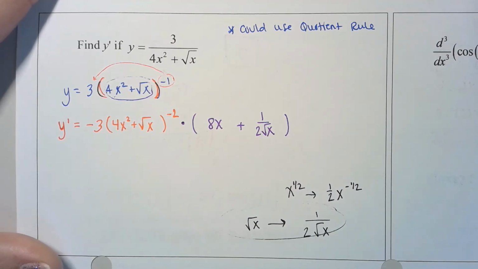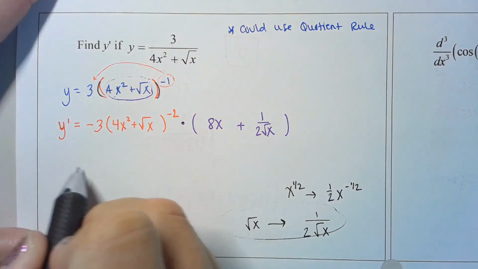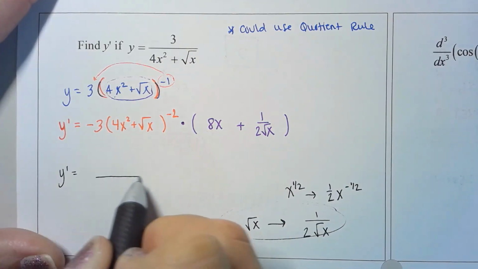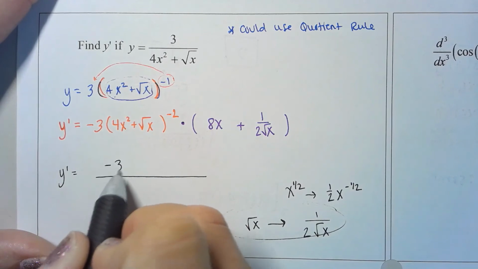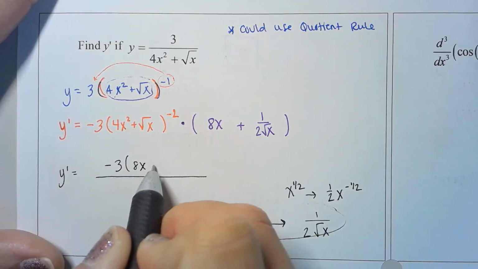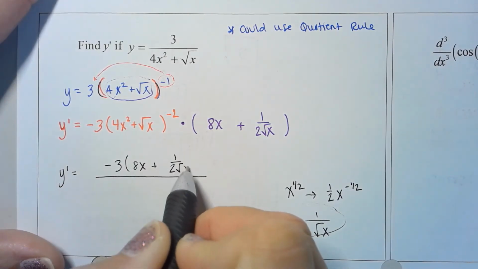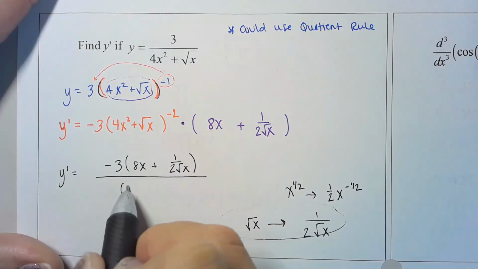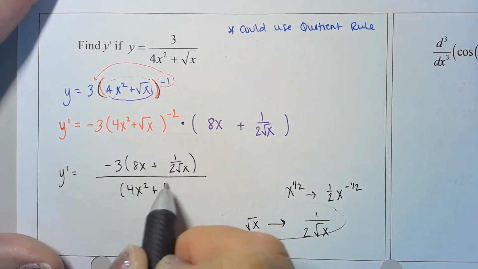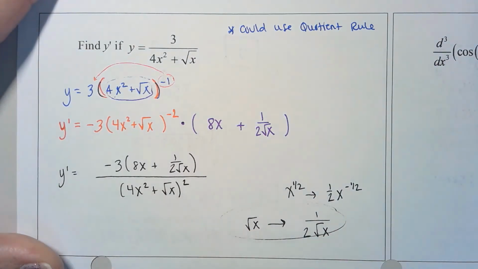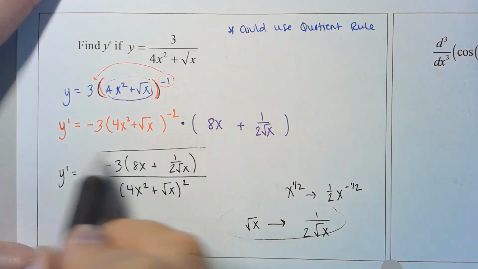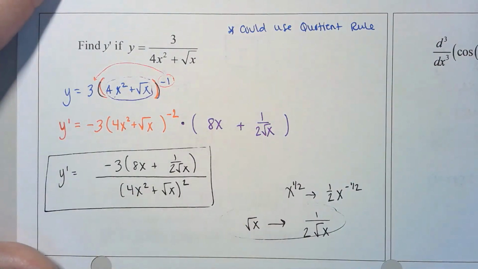In terms of cleaning this up, gosh, I don't think there's a whole lot I would want to do with this. I mean, we could. It's not going to look great, but if you want, in the numerator I have -3 times the quantity 8x plus 1 over 2 radical x, and in the denominator I have the quantity squared. Again, it's not great. You don't have to do that. Okay?